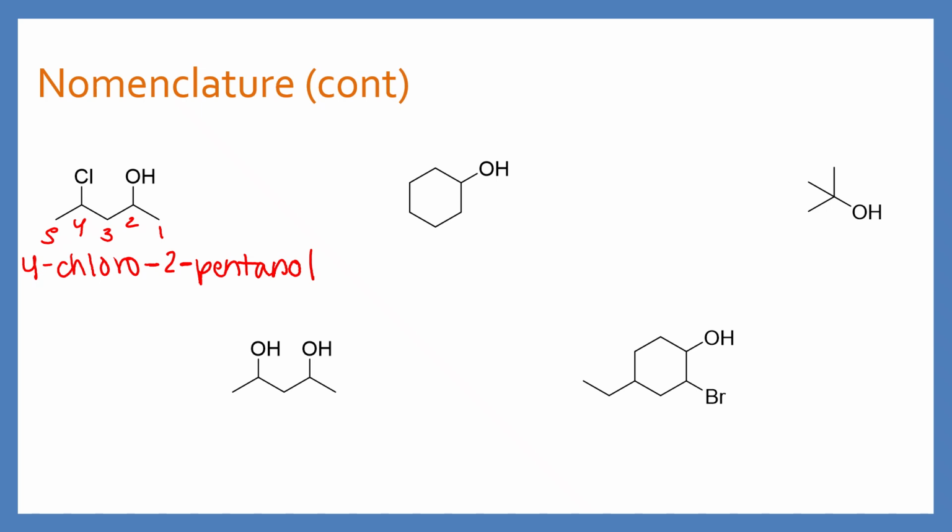On my next example, I have an alcohol group on a cyclohexane ring, so do not forget to include cyclo. And since the alcohol is automatically going to be carbon number 1, we do not have to indicate a number.